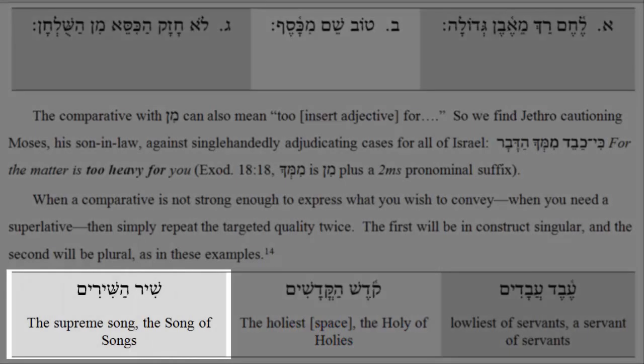The third example you may recognize as the title of one of the poetic books in the Hebrew Bible, Shir HaShirim. Literally, the Song of Songs. Shir means song. And then, smoothing it out, it means the supreme song, or the best of all songs, to paraphrase it.